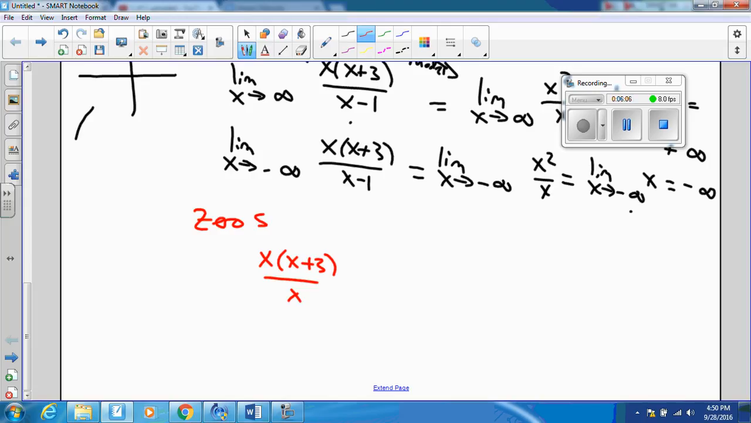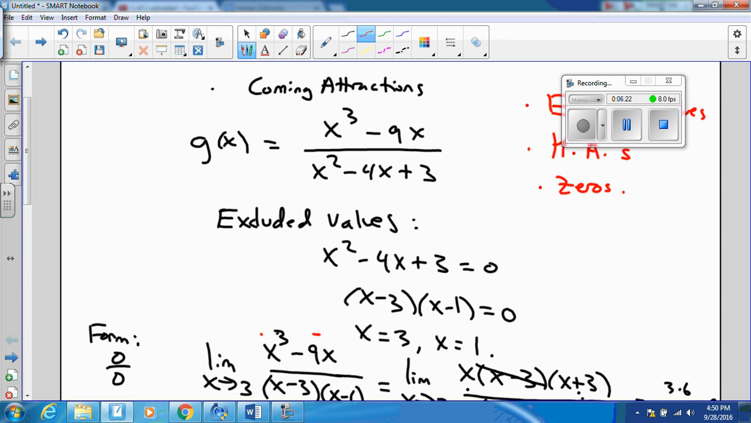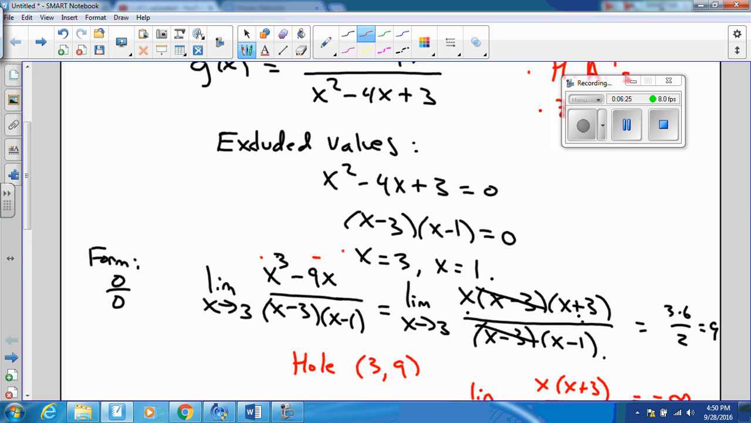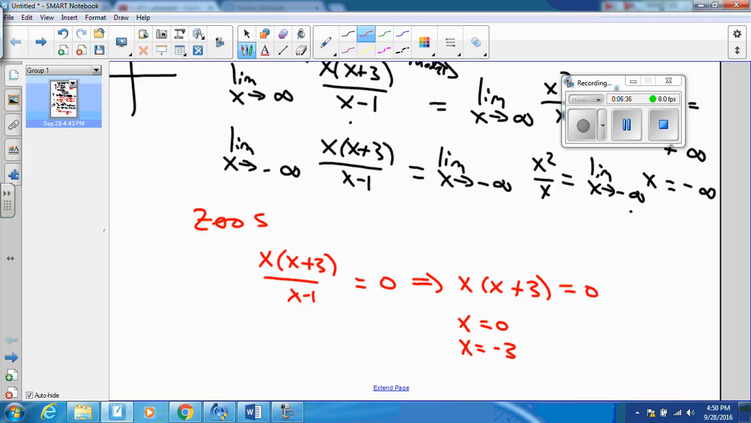Finally, we're ready to find zeros. And so we set our reduced fraction equal to 0, which allows us to conclude that the numerator is equal to 0. And I get two zeros, x equals 0 and x equals negative 3. We need to do a quick check to make sure that those are not any of our excluded values, and they are not. So we have two zeros, x equals 0 and x equals negative 3. Okay, so this is all fine. We're ready to graph.